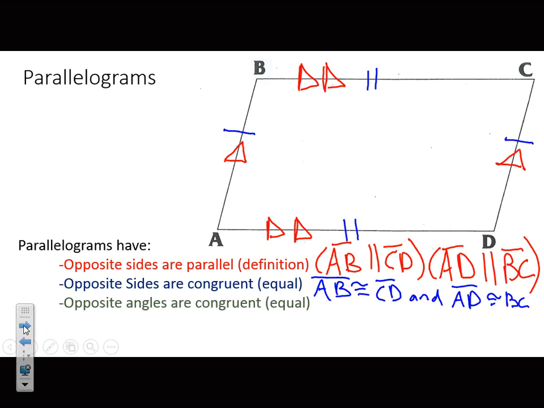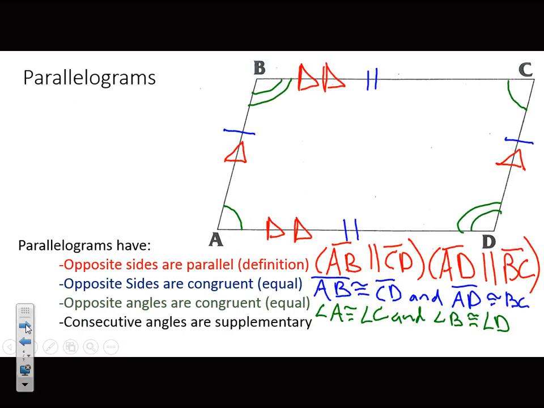Now, our opposite angles are also congruent or equal. So if we look at that, angle A is congruent to angle C, and angle B is congruent to angle D. So we want to write that angle A is congruent to angle C, and angle B is congruent to angle D.